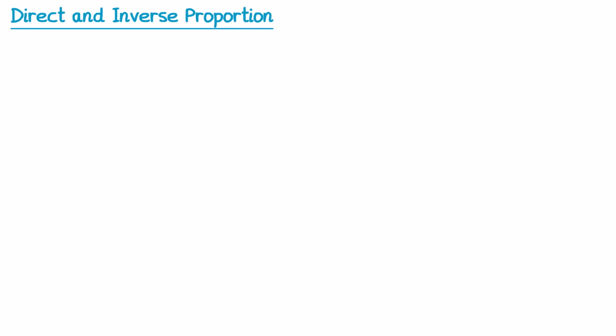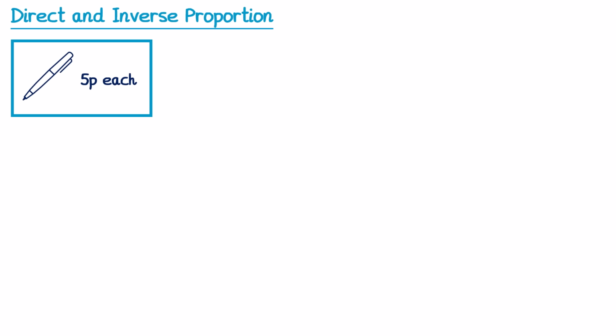In this video, we're going to look at direct and inverse proportion. Let's begin by looking at what it means for things to be directly proportional. Imagine we had a shop that was selling pens and pens cost 5 pence each. Let's look at the number of pens versus the total cost. So if you just bought one pen, that would obviously be 5 pence.